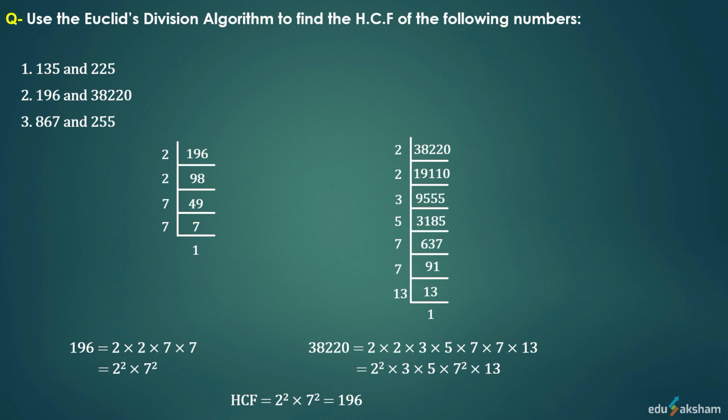We saw that it is a cumbersome process. So let's use Euclid's division algorithm, which will make it easier for us to find the HCF of larger numbers. But to understand Euclid's division algorithm, we must understand Euclid's division lemma. So let's see what it says.